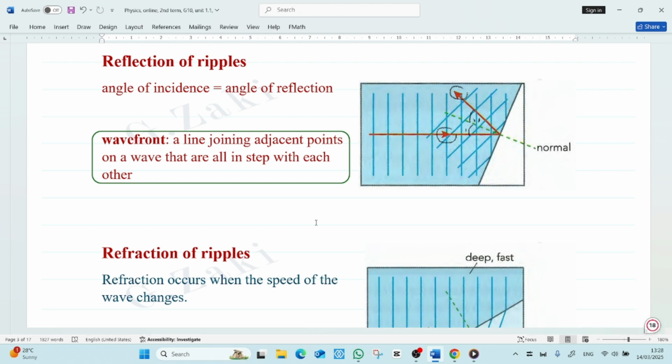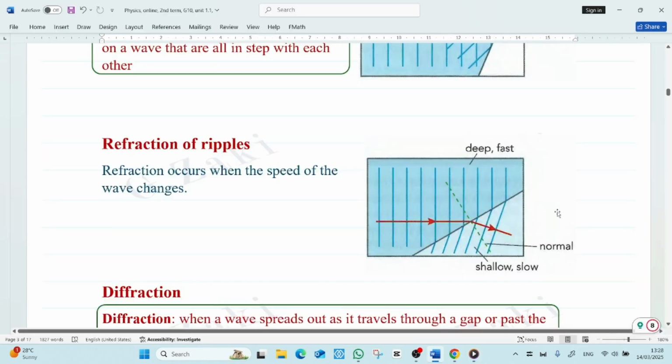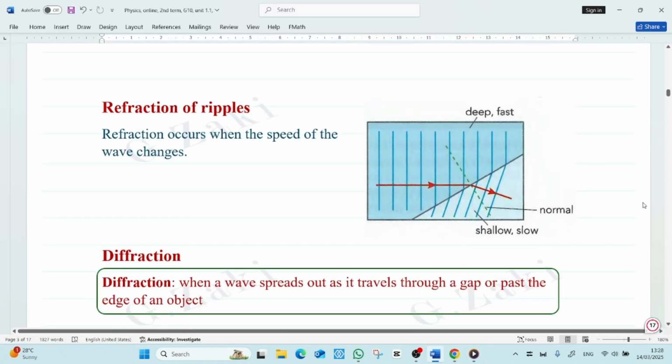Now, what about the refraction? Let us see the refraction in the ripple tank. You can see here the wavelength changes in refraction because the speed of wave changes. Then you can see the change in the wavelength in the refraction. Now, this is the refraction.